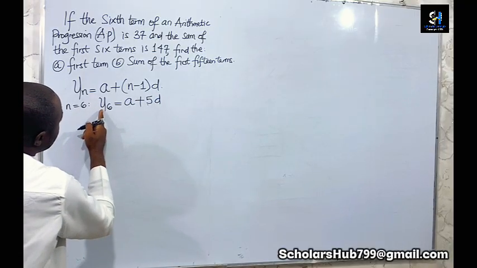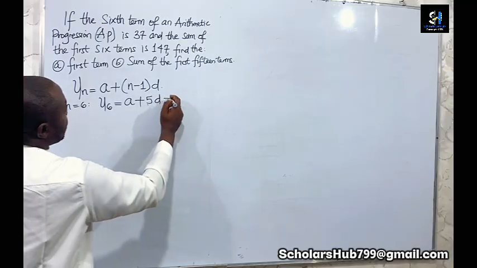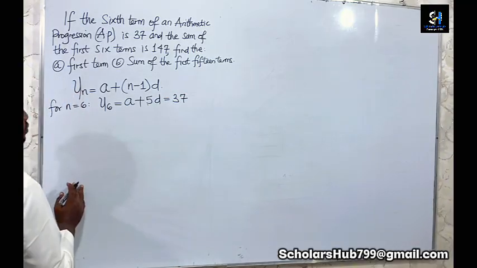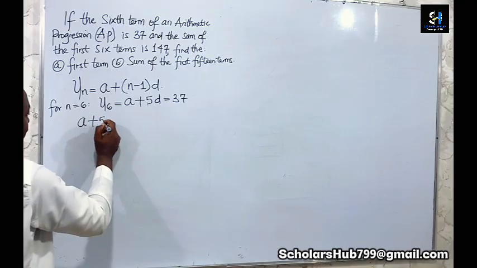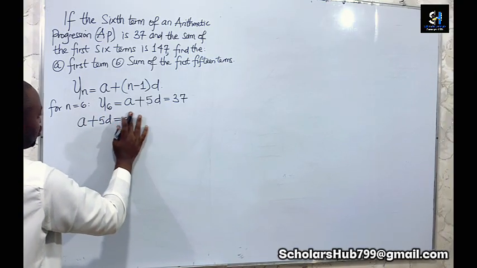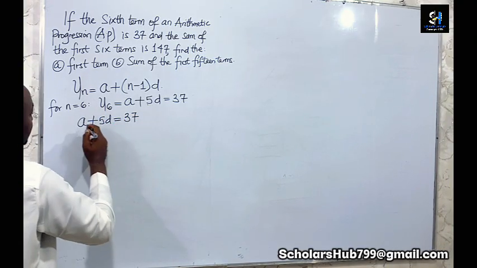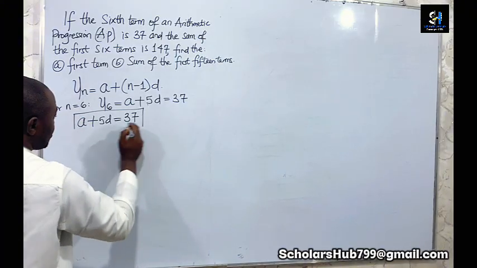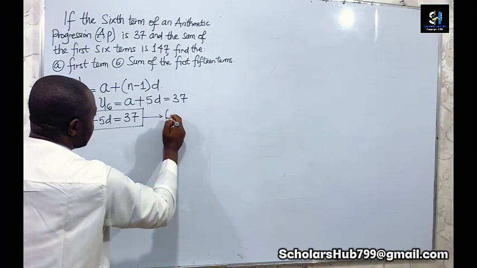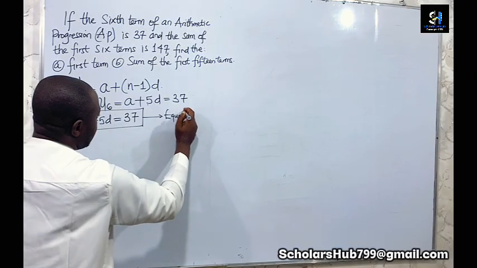Now we are given that u6, which is the sixth term, equals 37, which means a plus 5d equals 37, and this is equation 1. So let me box this. This is equation 1.